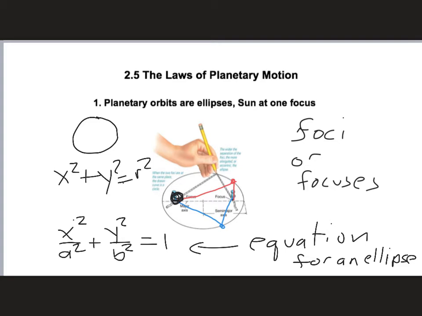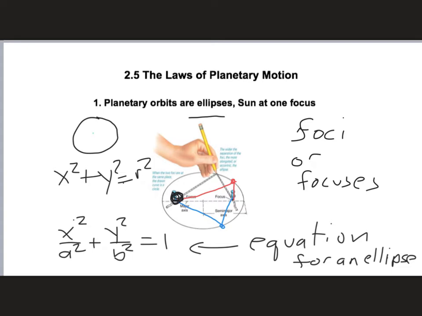Again, the planets move around the sun. Their orbits are elliptical paths. They move in ellipses. And the sun exists at one of the two foci or focuses of the ellipse. Now there's one last thing that we want to talk about with ellipses because it's going to be important for later.